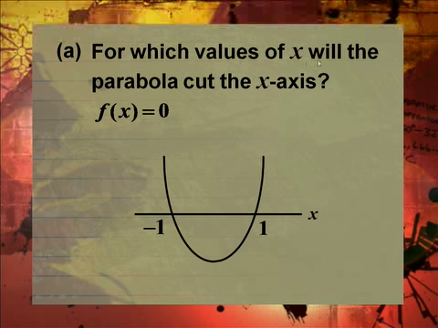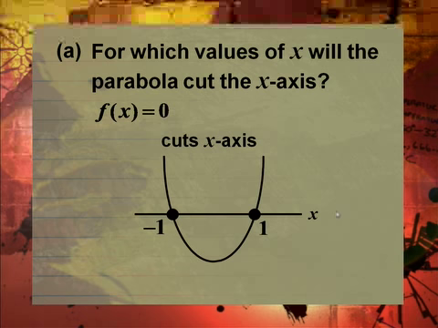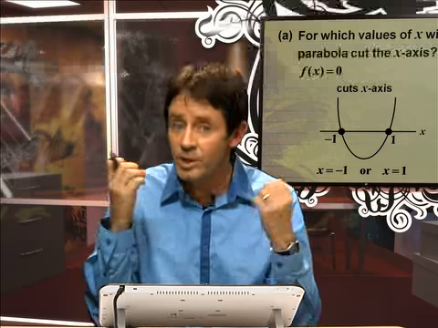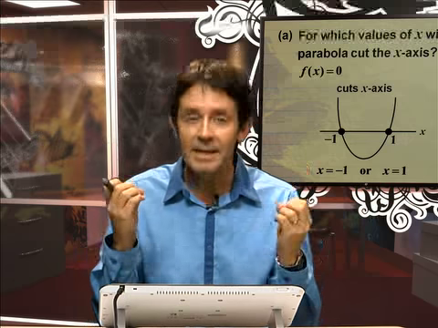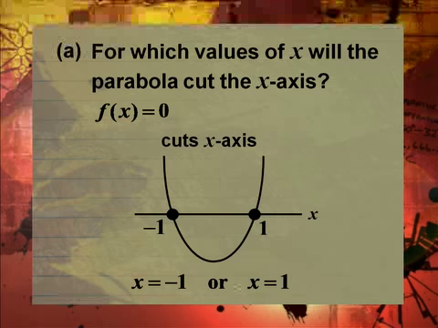For which values of x on the x-axis will the parabola cut the x-axis? Well, it cuts there and there. Closed dots on those two values. So where does it cut? At x is minus 1 or x is 1. Remember, I'm using those two x values as an example. For which values of x does the parabola cut the x-axis? At minus 1 and 1, and there's your solution.